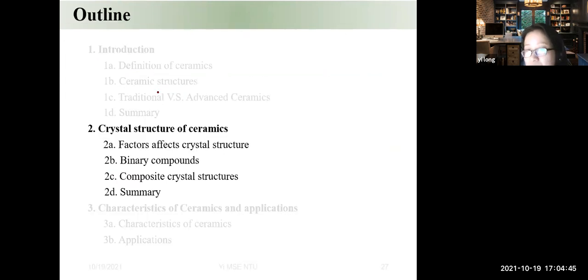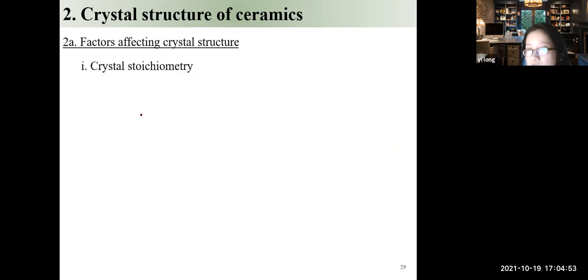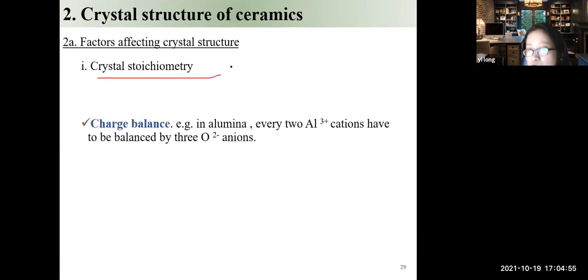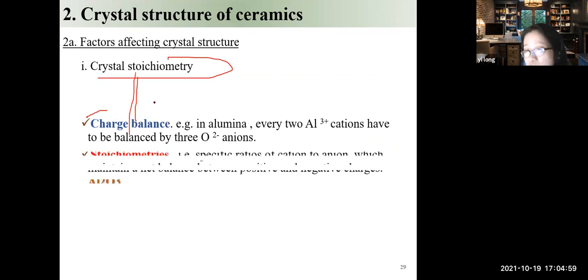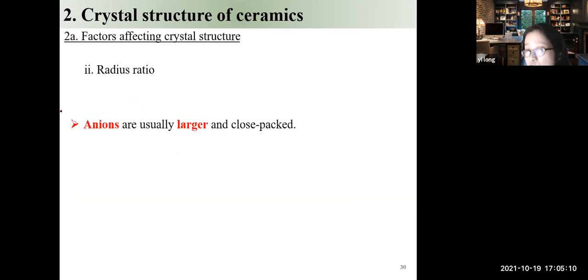And also the factors affecting the crystal structures. We said these 3 things are the important 3 things. We said stoichiometry, which actually equals charge balance. You have to have the charge balance. Then we have another concept which we call coordination number. This coordination number is related to stoichiometry, and also to this RC over RA.